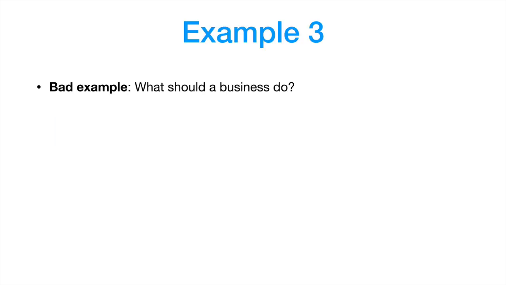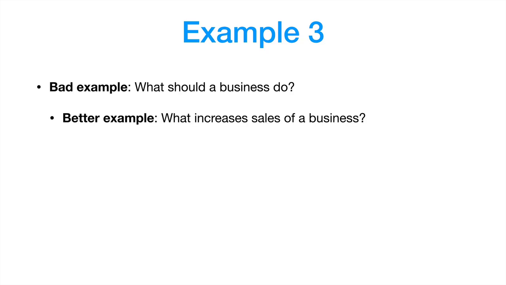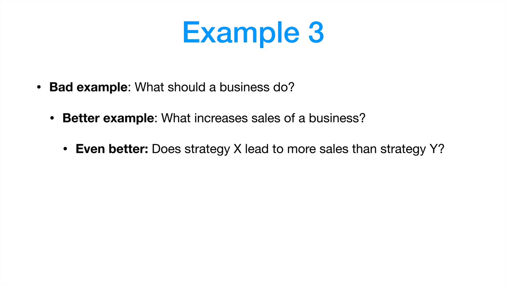And another example of a bad research question could be, what should a business do? And that's very vague because what should a business do in order to achieve what? To increase employee satisfaction, to increase sales, to become more durable? What is the goal here? And so a better example could be, what increases sales of a business? And now it's clear that we need to measure sales, but it's still rather open-ended about the potential causes of sales increases. So a great example here could be, does strategy X lead to more sales compared to strategy Y?